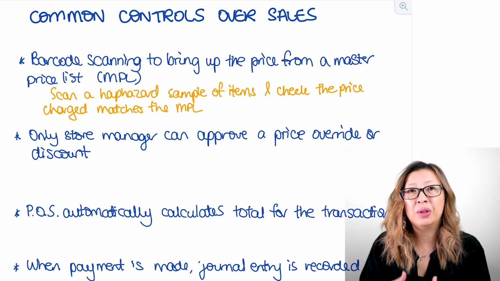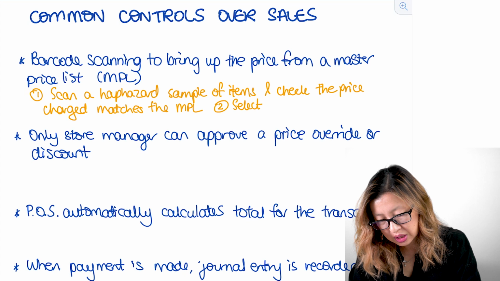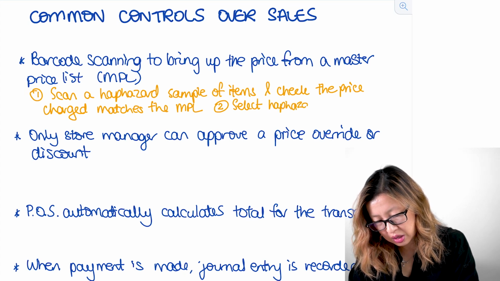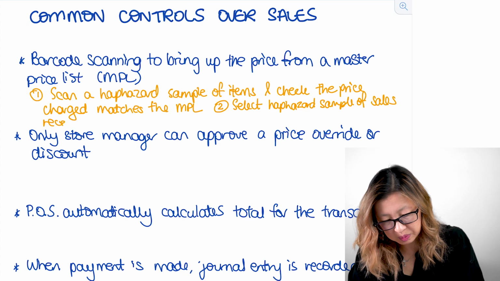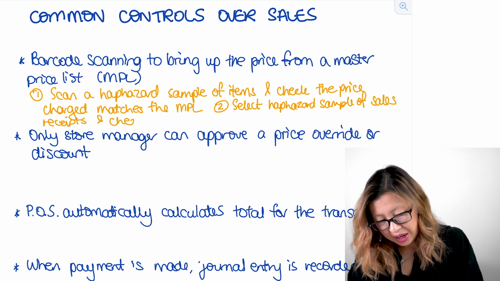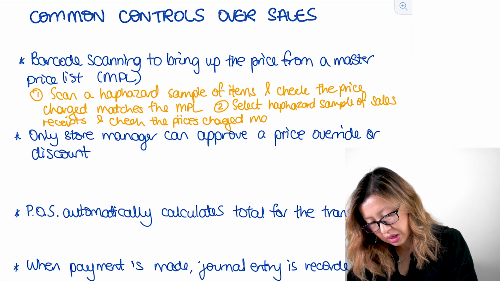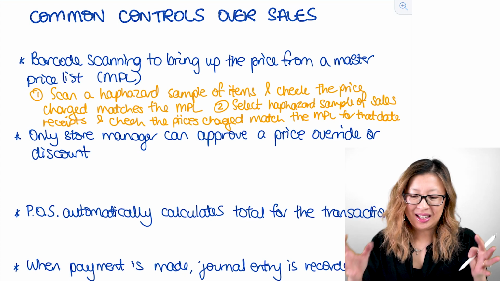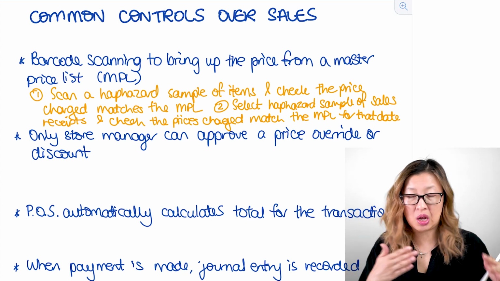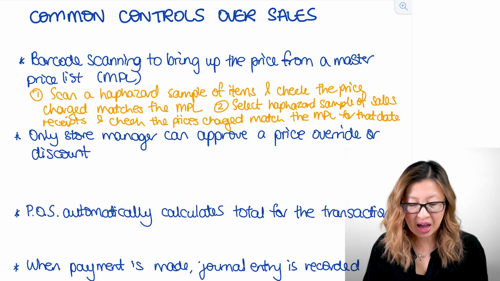So you might also select a sample of sales. This is test number 1, test number 2. Select a haphazard sample of sales receipts and check the prices charged match the MPL for that date. Now the reason I say for that date is because the prices change over time. Think about your supermarket specials all the time, so make sure that they charge the correct price on that specific date. So that's a good example there for testing that barcode scanning.